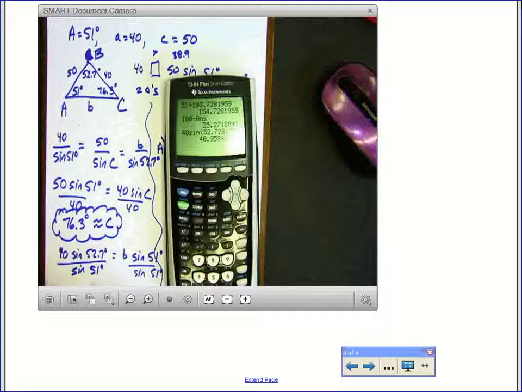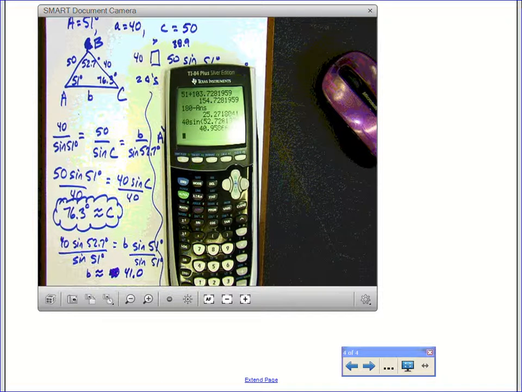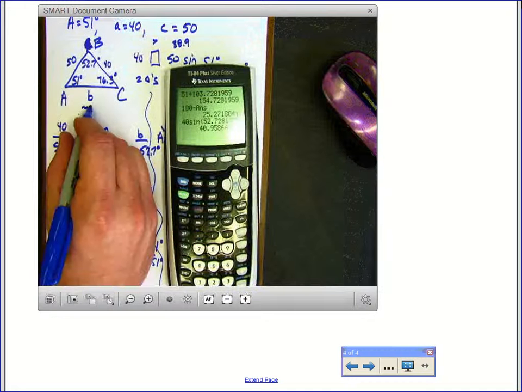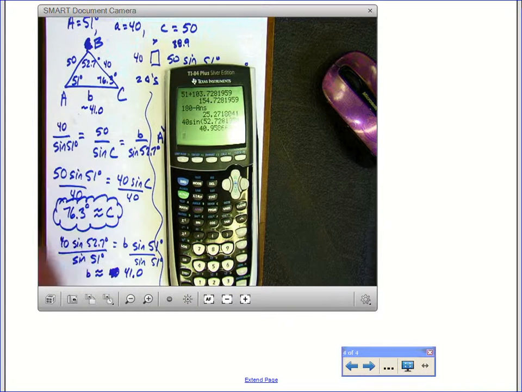So you get little b here is about 41.0. Really and truly, I wouldn't take off if you left off the 0.0. But if I put that, it's going to remind me something: when I got that answer, I had to round, right?